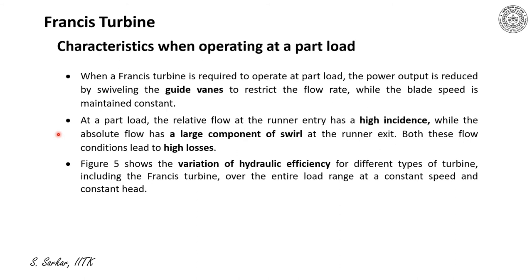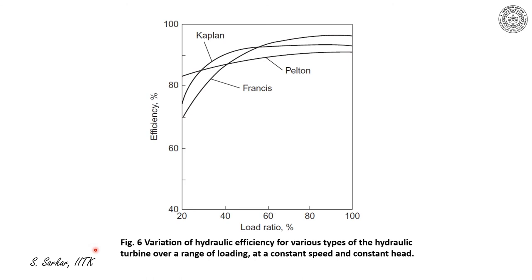Figure 5 shows the variation of hydraulic efficiency for different types of turbine, including the Francis turbine, over the entire range of load at constant speed and constant head. Figure 6 indicates the variation of hydraulic efficiency for various types of turbine over a range of loading at a constant speed and constant head. So efficiency versus load has been plotted here, and this indicates that the Francis turbine suffers most compared to the other two at part load, while the Pelton wheel gives the best performance, indicating almost flattened characteristics at part load.